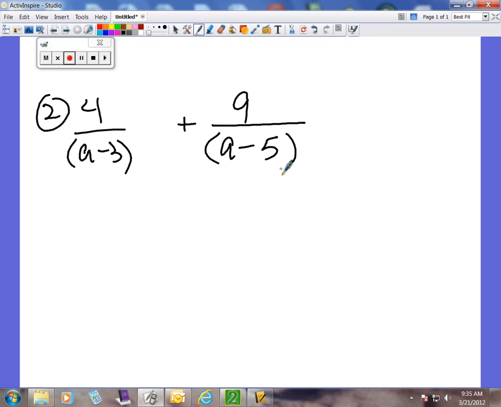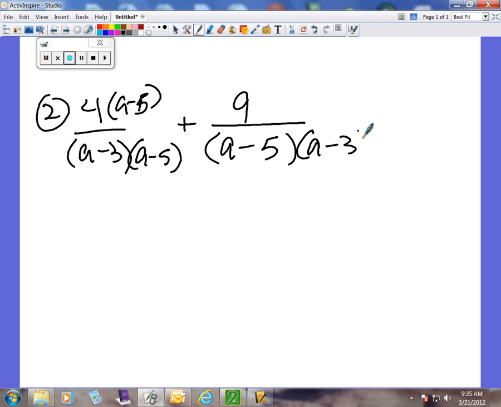Now, neither one of those can be factored, can they? No. So let's do my new denominator. What's missing in this one? We got an a minus 3, but aren't we missing a minus 5? So we're going to multiply top and bottom in the first one by a minus 5. What's missing in the second one?